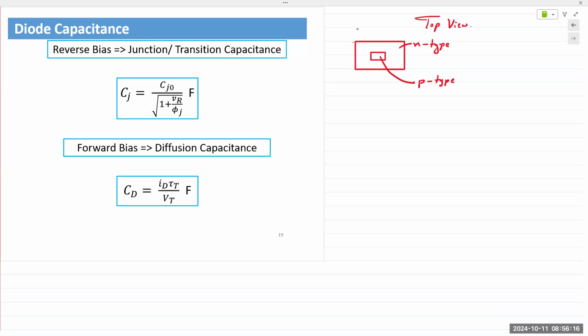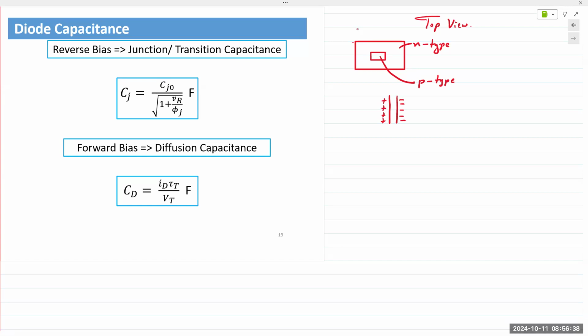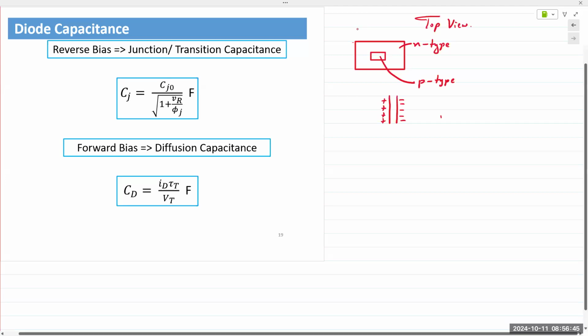Charges accumulate on either side of the depletion region. So if charges are accumulating on different sides of the depletion region, it forms a capacitance. And we look at the capacitance of both forward bias and reverse bias. So this is the top view. This is, well, for lack of a better word, let's just say the side view. But a 3D illustration would look something like this.